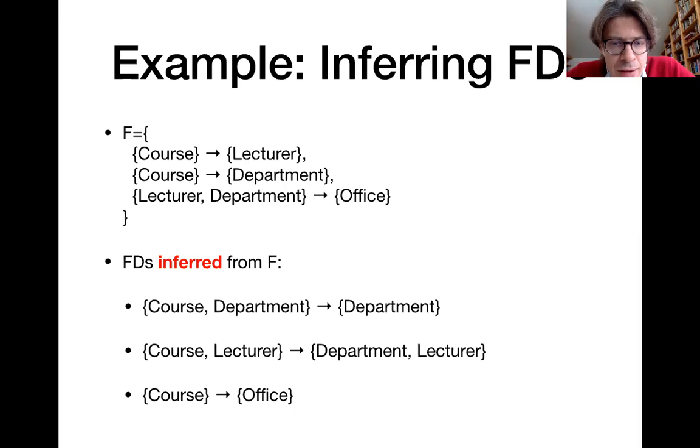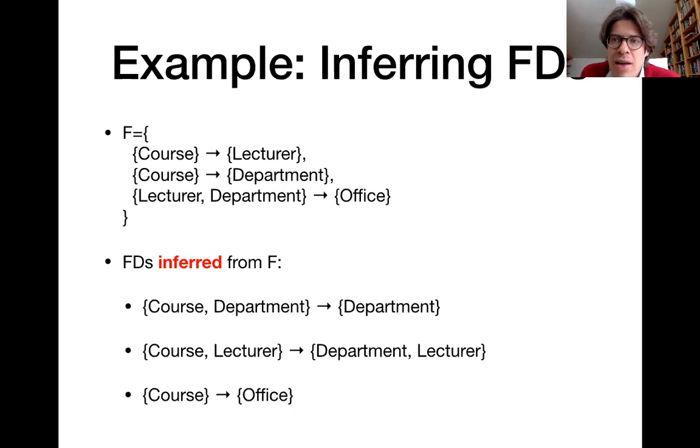Now, a couple of things that we can, for instance, infer here. We have the constraint course implies department. Via augmentation, we can just add the same attributes to both sides of that functional dependency. If we add department on both sides, then we would get course and department implies department. Now, those 2 sides of the functional dependency have set semantics, so if I add department to the set which already contains department, it will just remain department. Then we have course and lecturer implies department and lecturer. Here we have added lecturer to both sides of the second functional dependency in F. And we have course implies office.